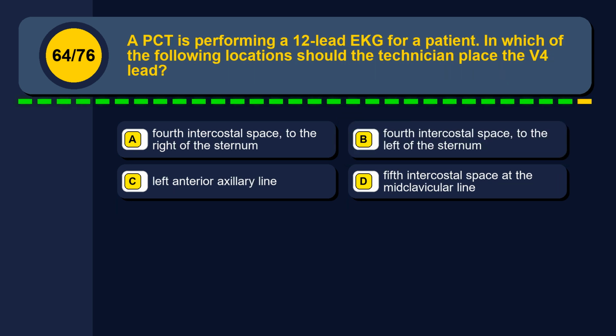Question 64. A PCT is performing a 12-lead EKG for a patient. In which of the following locations should the technician place the V4 lead? Option A, fourth intercostal space, to the right of the sternum. Option B, fourth intercostal space, to the left of the sternum. Option C, left anterior axillary line. Option D, fifth intercostal space at the midclavicular line.